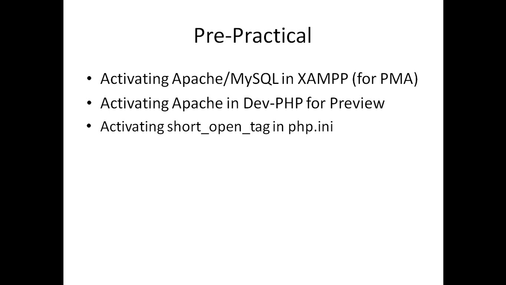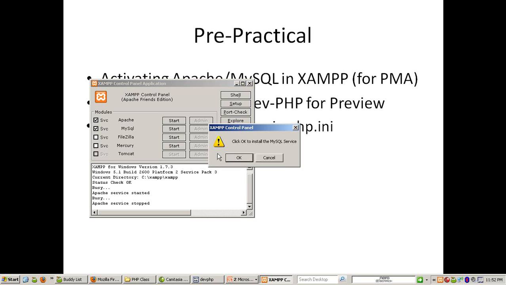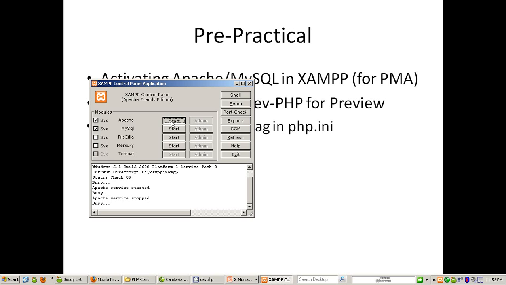Just give me a minute, I'll pull up the XAMPP control panel. All right, here's the XAMPP control panel. I want to activate Apache and MySQL. Click OK to install the MySQL service. I do want to do that. You'll get the same box for Apache, though I already did the service installation, so that's not going to happen for me. I'll hit start on Apache. I don't know if that's going to work, but let's see. There it goes, Apache service started. And I'll hit start on MySQL.